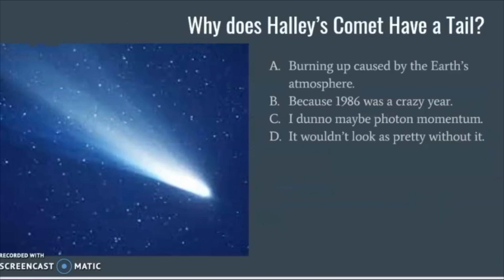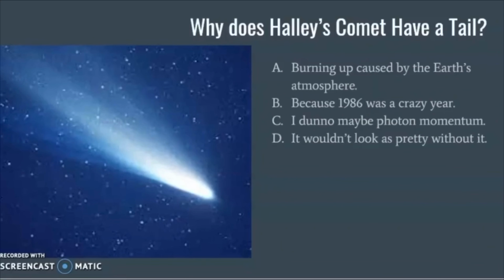So Halley's Comet. We've all heard of Halley's Comet. Have you ever thought about why it has this big tail? When we picture comets, they have these enormous tails behind them. So why do you think they have those tails? What do you think? If you picked B, you're wrong. If you picked A, that's always what I thought.